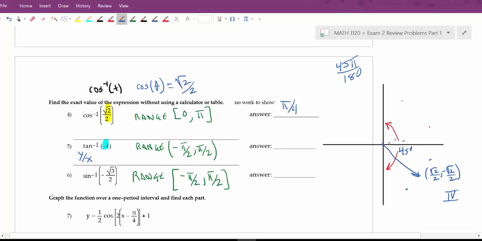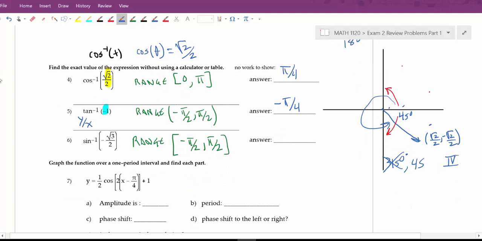You also could have 315, but the 315 is out of range. This has got to be between negative 90 and 90, so you can't give me that answer. The only answer you can give me is negative 45 or negative pi over 4, because it has to fit in that range. That's the thing that you have to study and make sure that you're aware of: on an inverse tangent and an inverse sine of a negative number, you have to give a negative angle. That's the only thing that makes any sense.